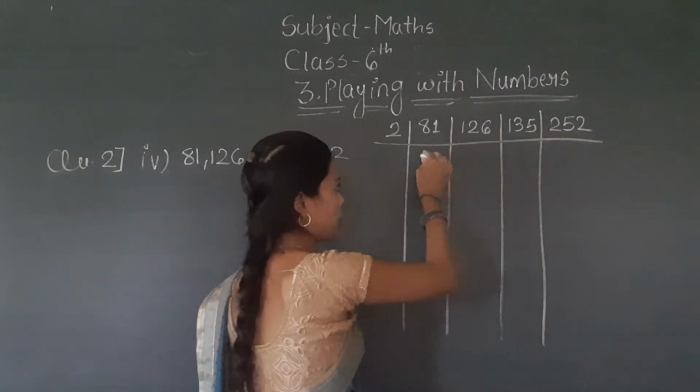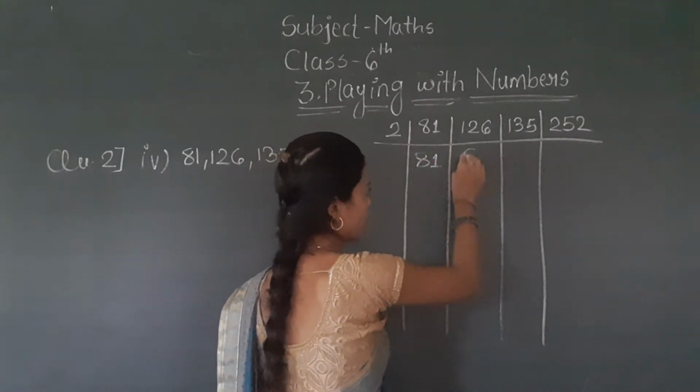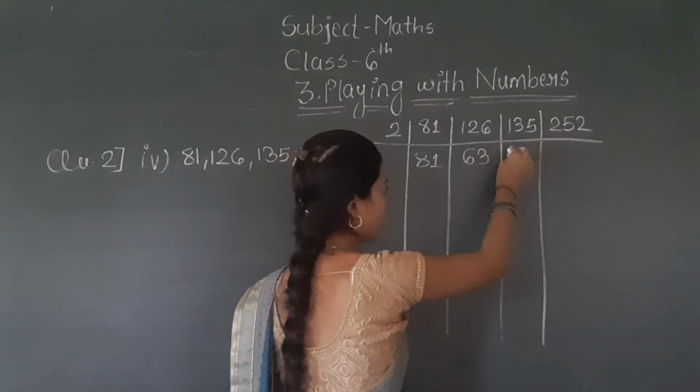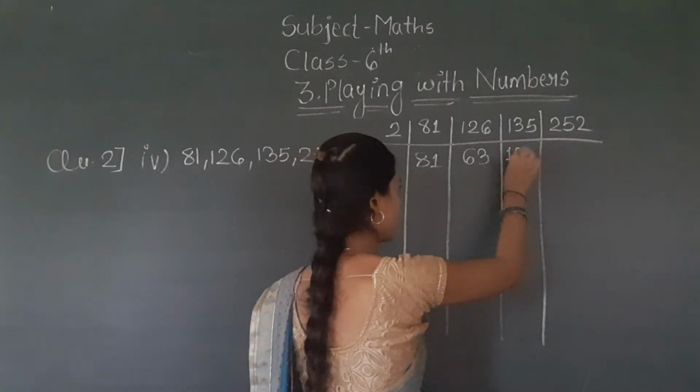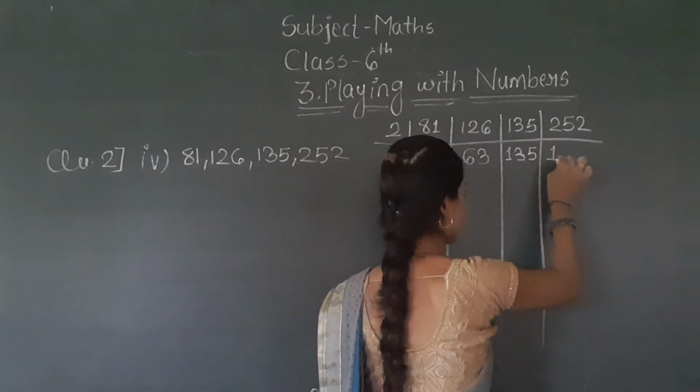81 is not divisible by 2, so I will write it as it is. 126 is divisible by 2. I will write 63 here. 135 is not divisible, so I will write 135 here. And 252 is divisible by 2, so I will write it here 126.